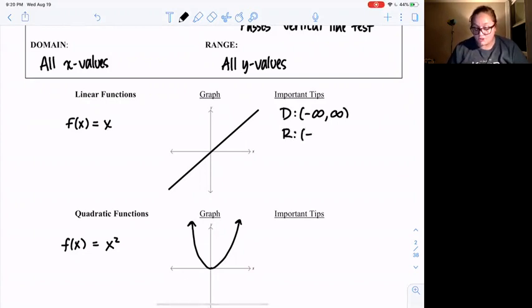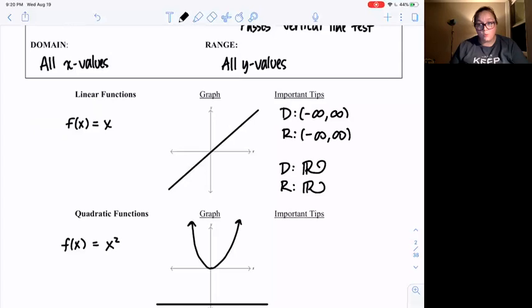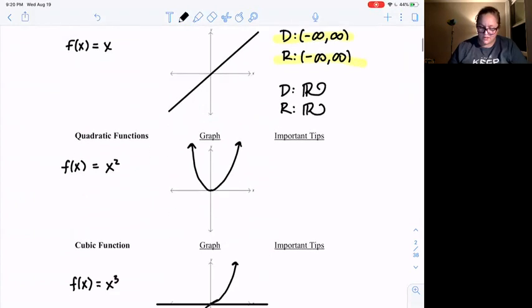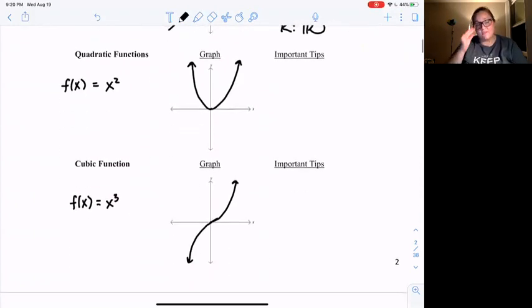You could also say that it's the set of real numbers, in which case you would say the domain is the set of all real numbers. So it's that fancy R. And you could also say the range is the set of all real numbers. Now, what would I prefer and what would AP prefer? Interval notation, always.